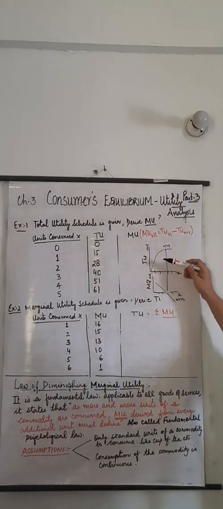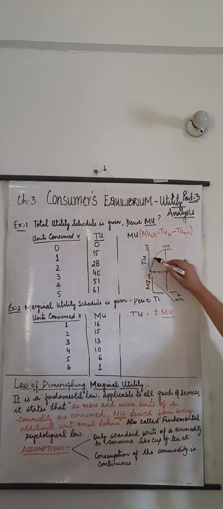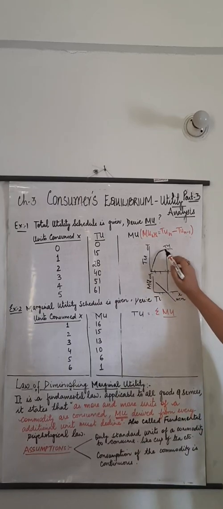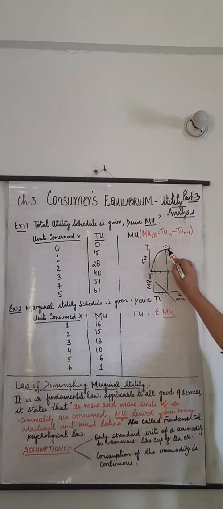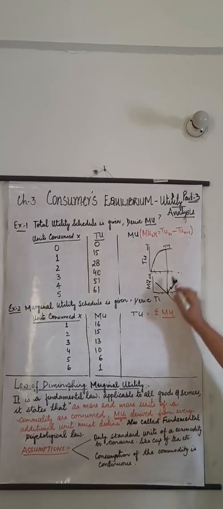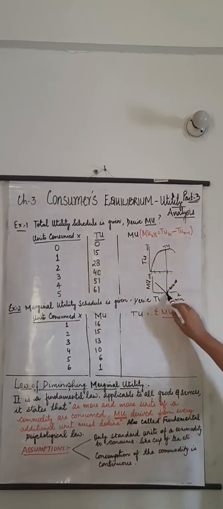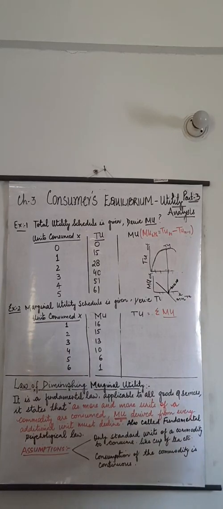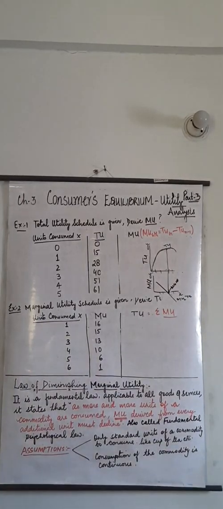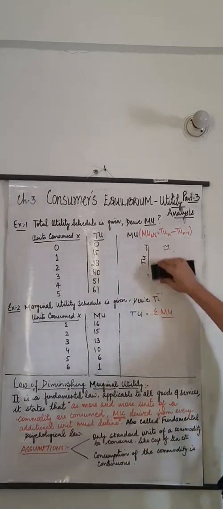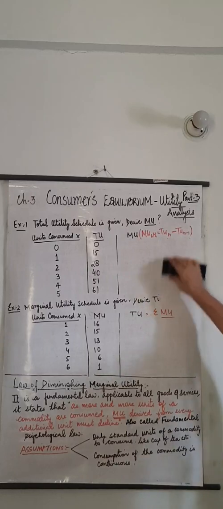And the derivation says the relationship that when TU increases, MU is still positive. TU will be stagnant or maximum when MU is 0, and when TU starts declining, MU will be negative. So these were the characteristics, or you can say the relation, that we have discussed between TU and MU. Now moving ahead with their formulas and how to calculate them.